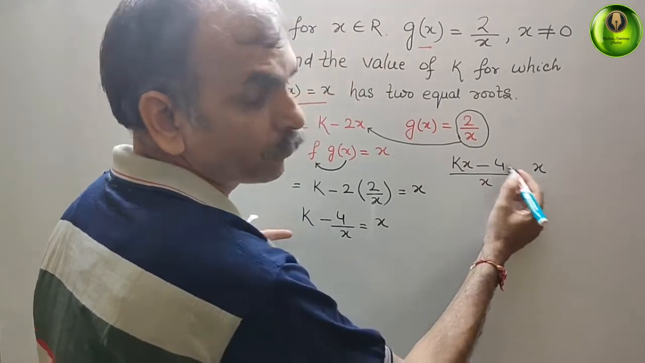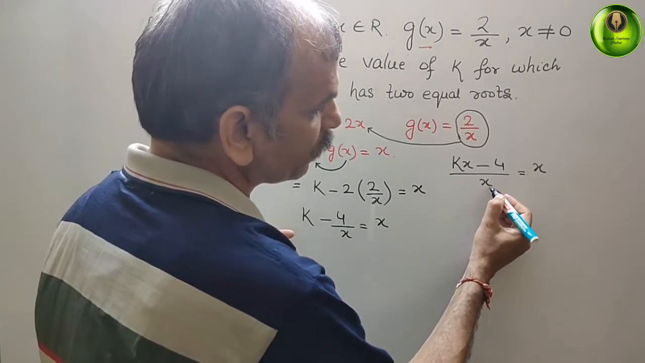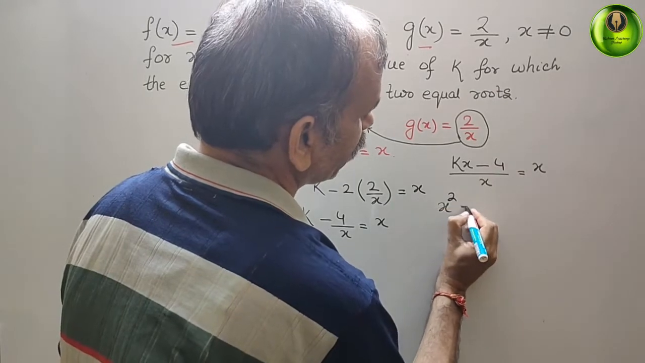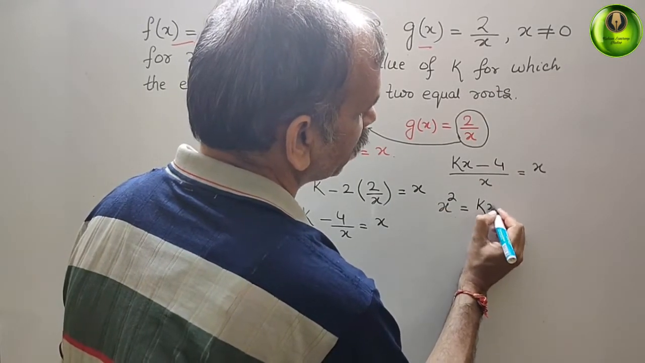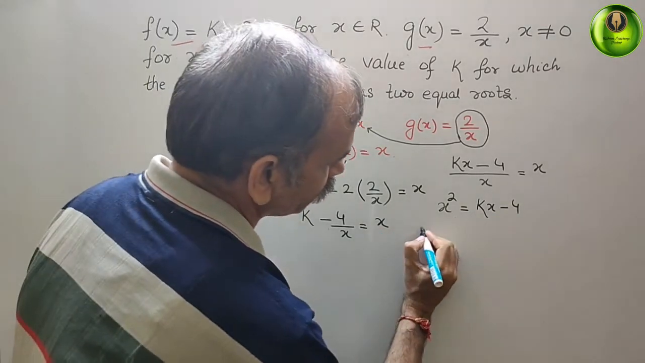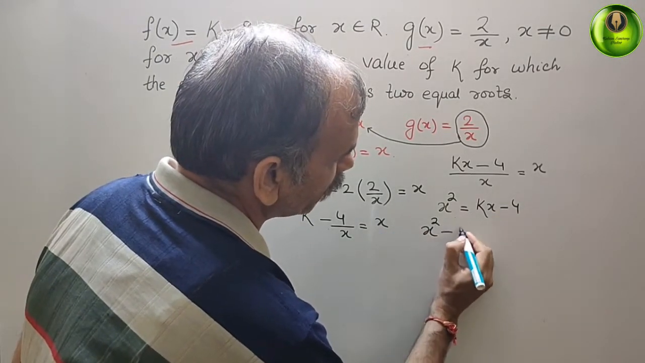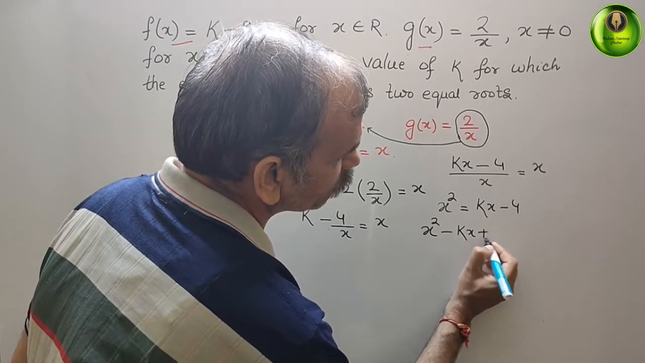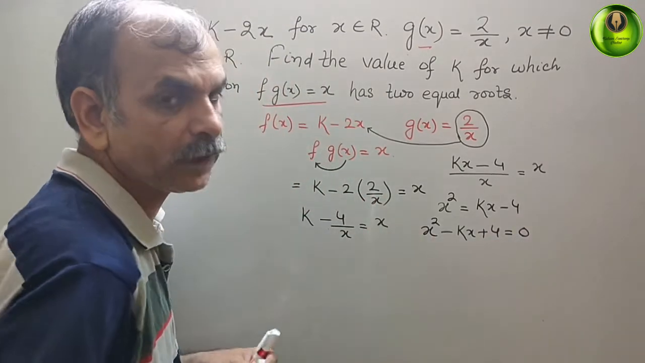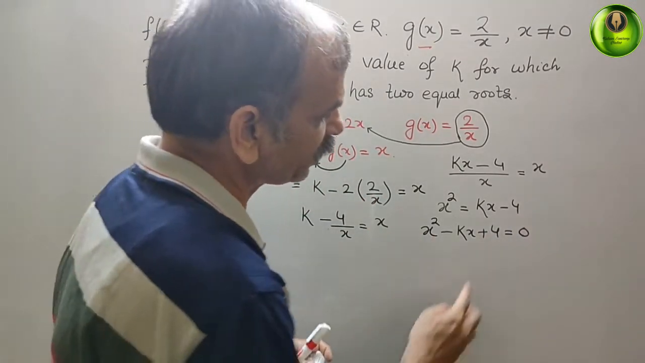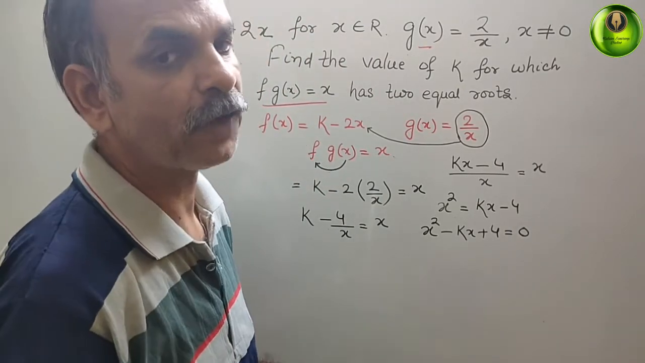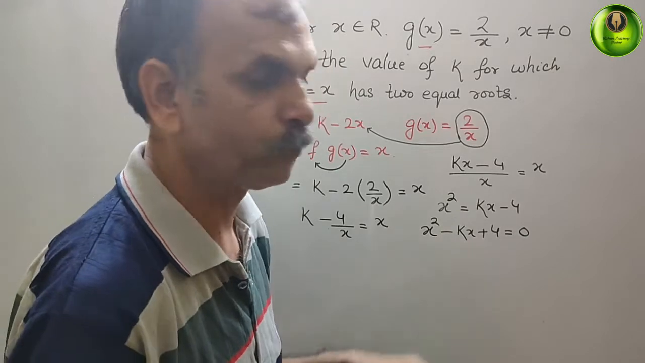Now cross multiply. So if you cross multiply, x into x is x square, that is equal to kx minus 4. Bring everything to your left side. It will be x square minus kx plus 4, that gives you 0. They have given this. So we got this equation. Now we have to find out the value of k.